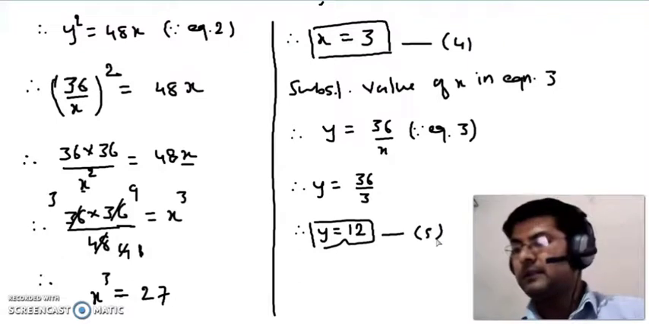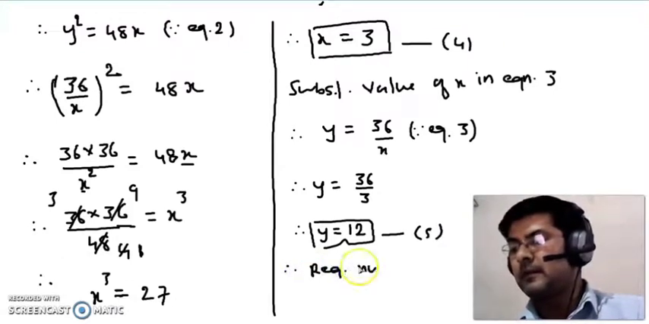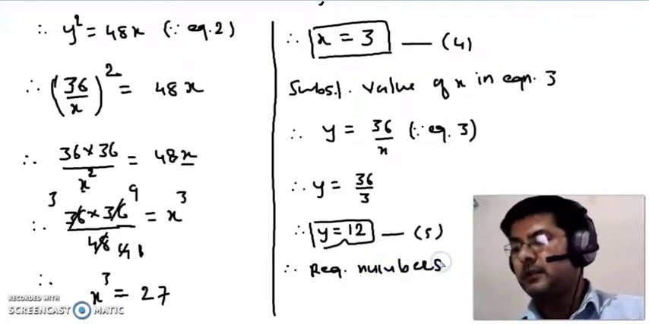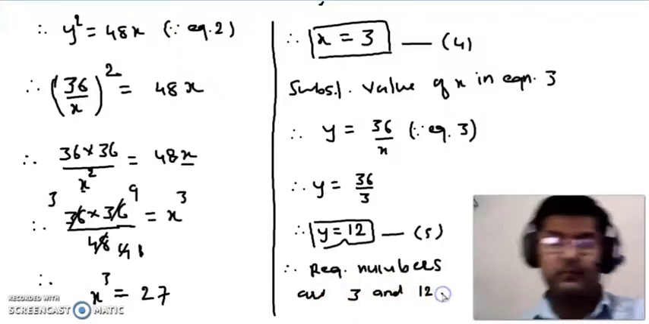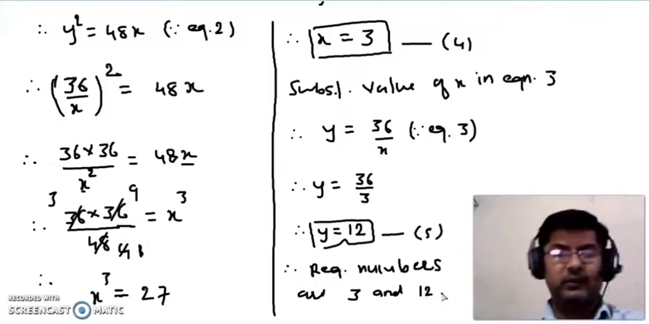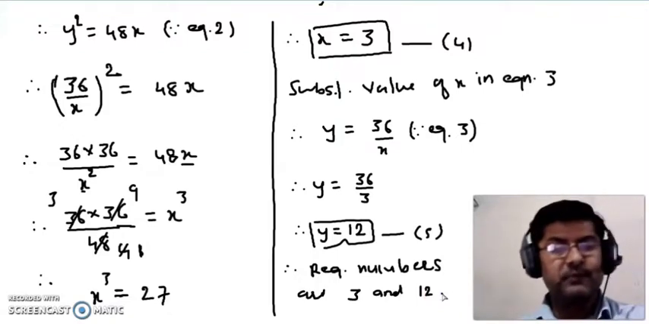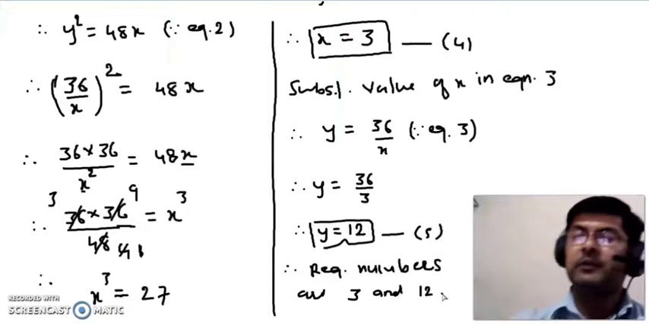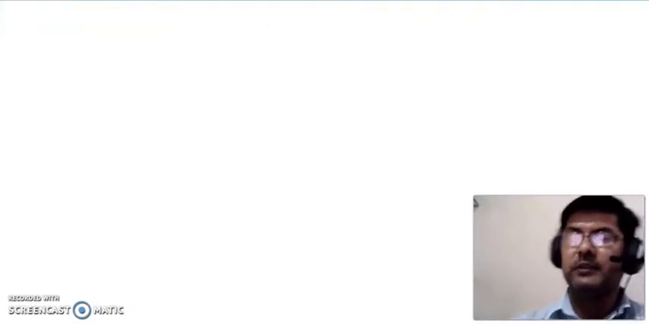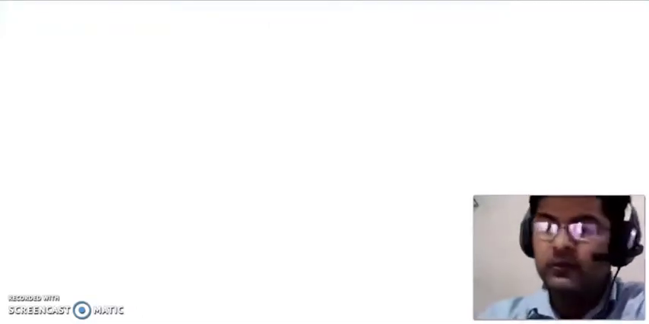Clear? And therefore the required numbers are 3 and 12. Clear? Okay, so question number 5 is over. Now let us solve the next question, that is question number 6.